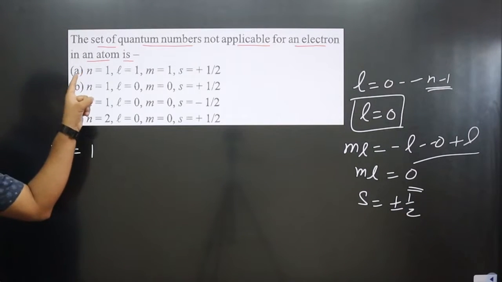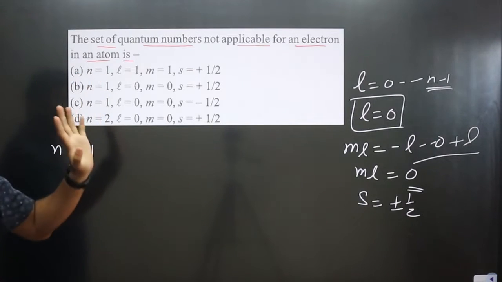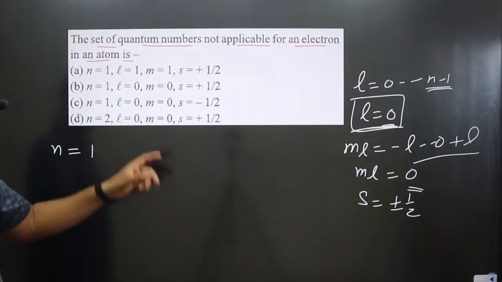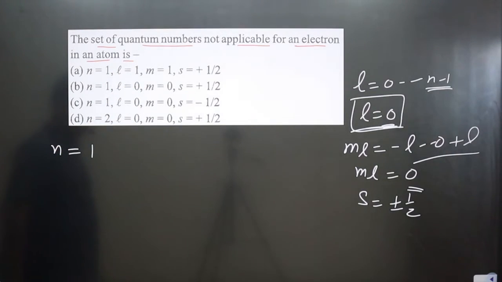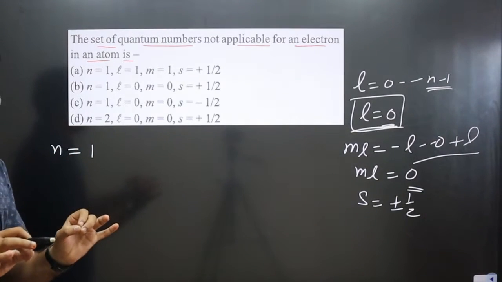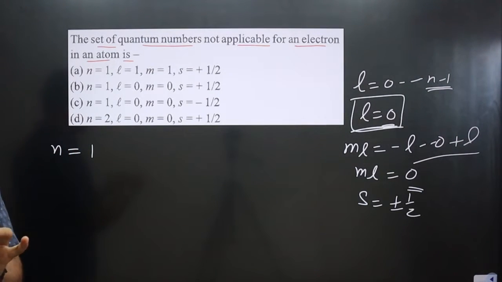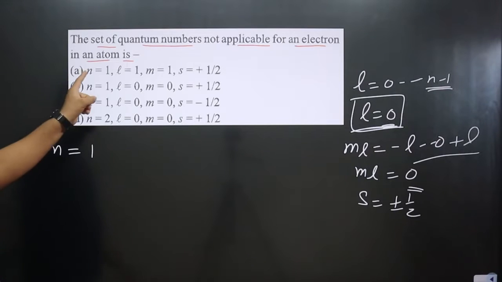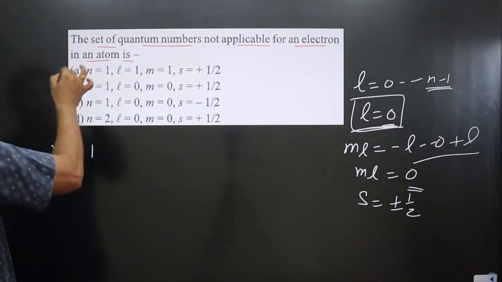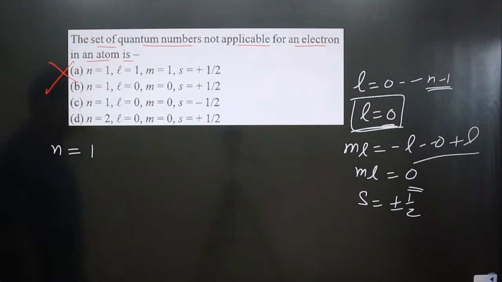First option, you can see the first set of quantum numbers. The n value is 1, so the l value is supposed to be 0. But here the l value is given as 1. That is not possible, because the l value is always less than the n value by 1 unit. If the n value is 1, the l value should be 0. You can see this is the incorrect set of quantum numbers.